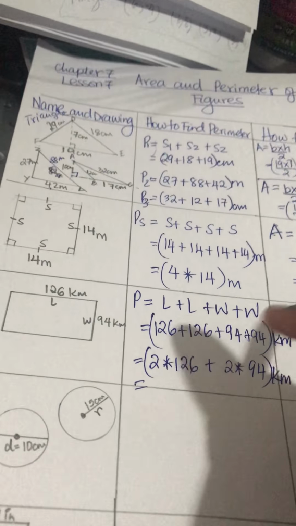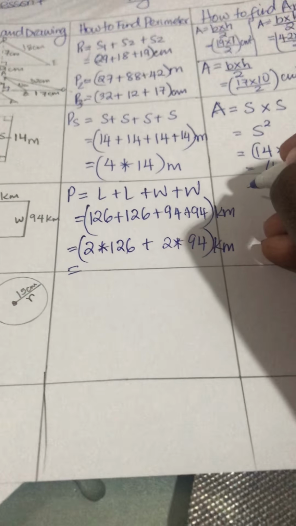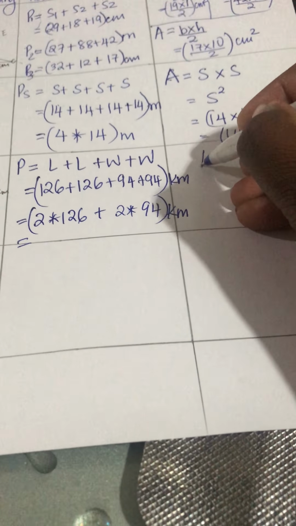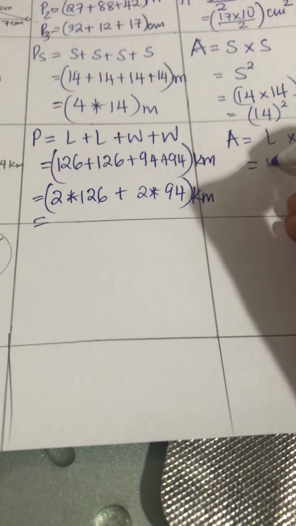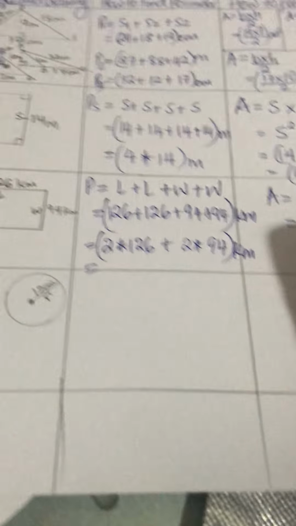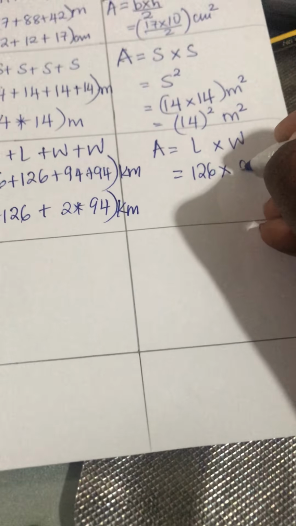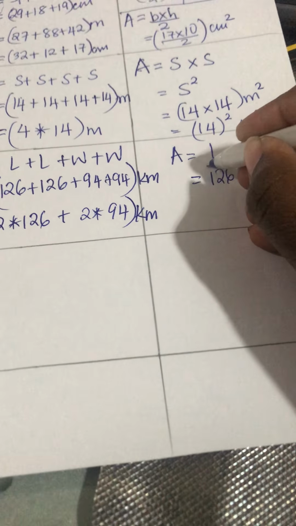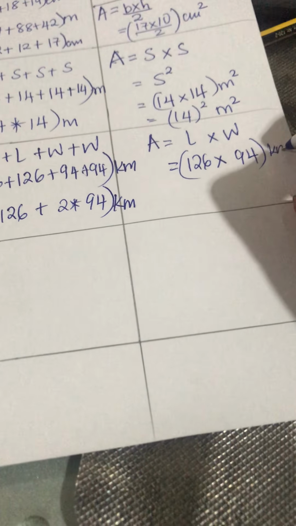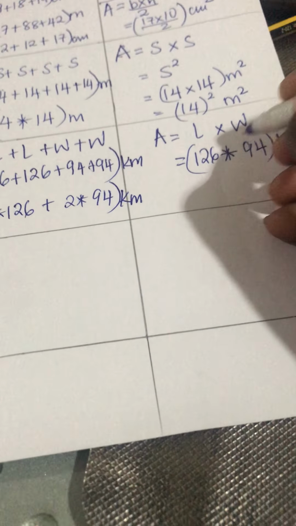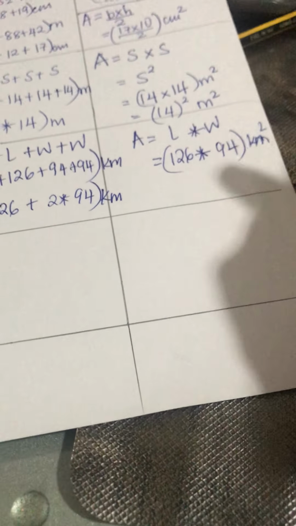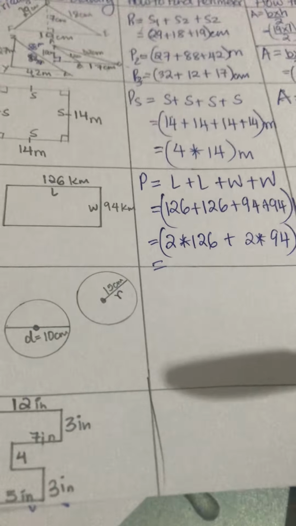How do I find area of a rectangle? Area equals length times width. 126 times 94 kilometers squared. Do that and get your answer. Alright.